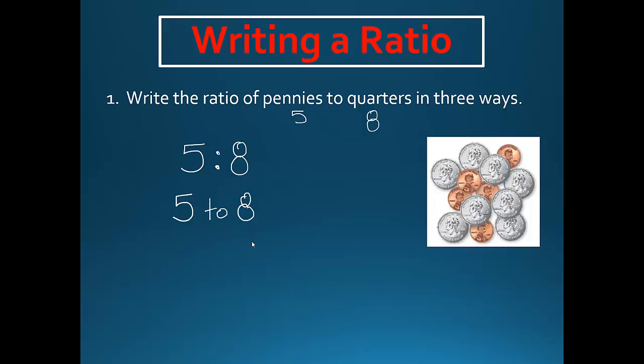The third way to write a ratio is by using a fraction. The number of pennies would be in the numerator because it's listed first, so we have a 5, and then our denominator would be the number of quarters, which is 8. Again, we read this ratio as 5 to 8.